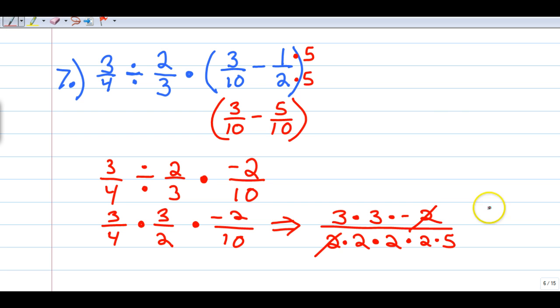All right, so let's go ahead. We can't do any more reduction, so we're going to go ahead and multiply across. We have a 3 times a 3 times that negative 1 to create a negative 9. In the bottom, we have a 2 times a 2 to get a 4 times a 2 to get an 8 times a 5 to create 40. Our final answer is negative 9 over 40.